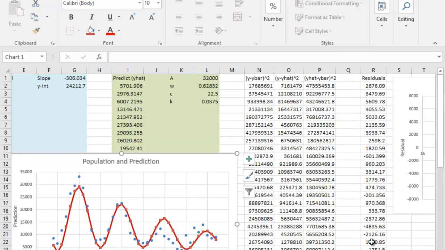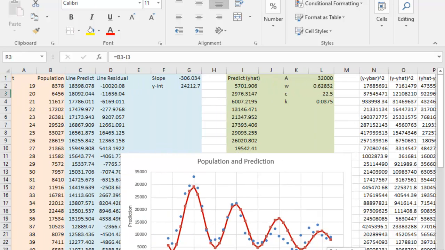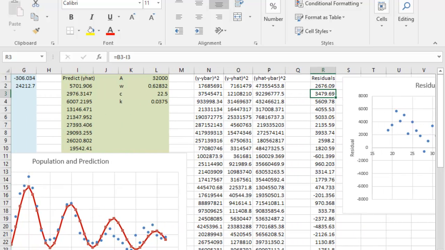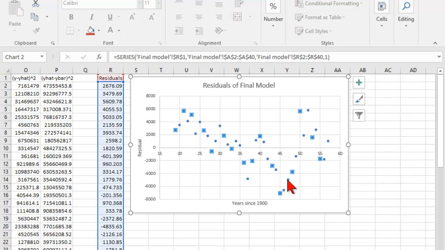One more thing I might want to look at as I'm evaluating model quality are the residuals. Now, these are the final residuals. So these are taking the original data way back in column B and subtracting my final predictions in column I. Then I generated a scatter plot of the residuals, and here they are.